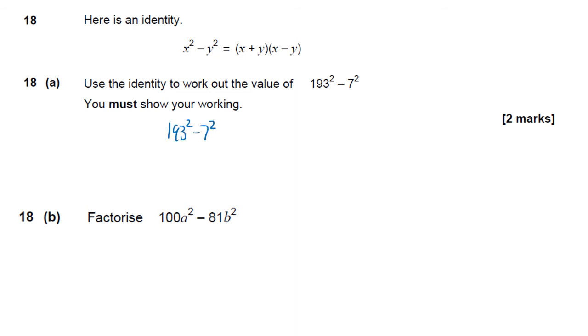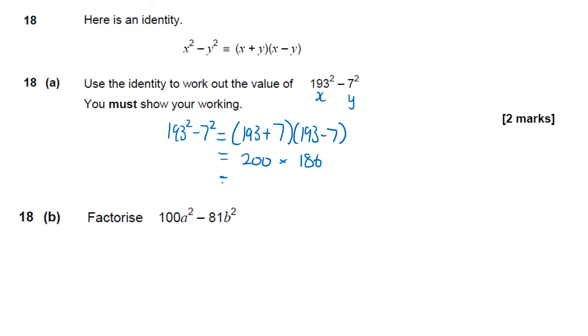193 squared minus 7 squared can be written using the identity. So we see that 193 is x and 7 is y in this case. So we've got (193 plus 7) times (193 minus 7). 193 plus 7 is 200. 193 minus 7 is 186. So we just need to multiply these two things together.